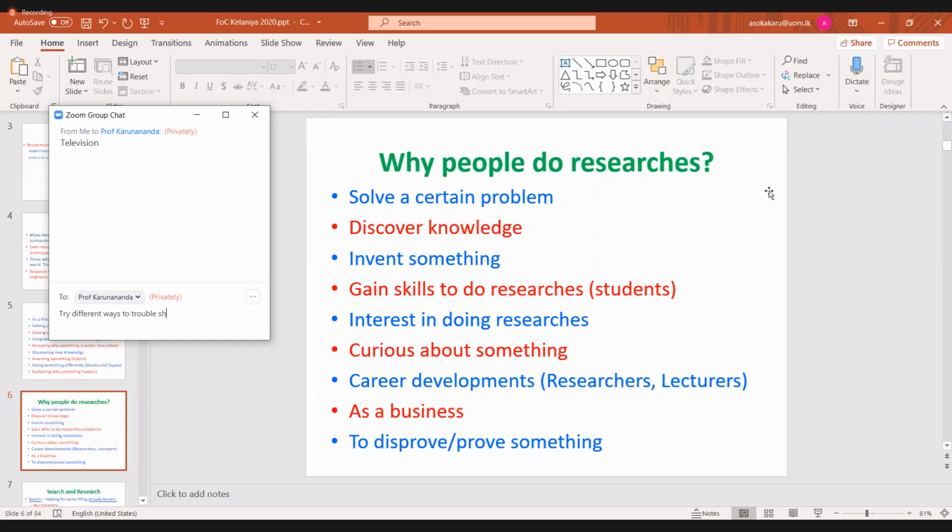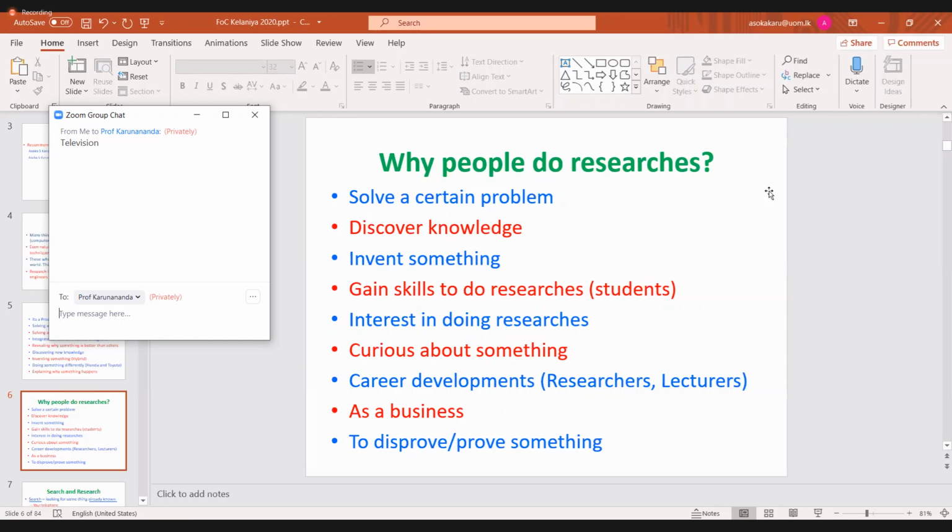Then why do people do research? Very important thing. One can give so many reasons. One reason could be to solve a certain problem. Problem solving is the reason. Many academics and industry people are doing research because of problem solving.